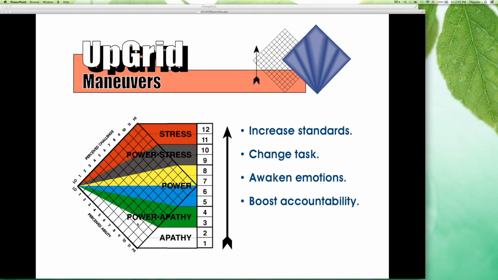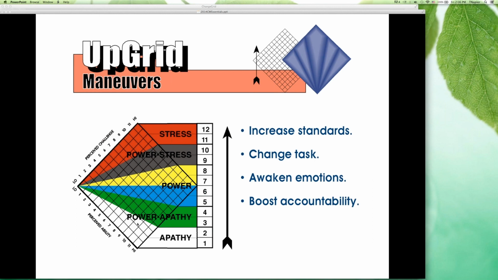On the flip side, with the downgrade maneuvers, the reason someone is so far upgrid is because their perceived ability is much lower than the challenge requires. And so this person needs training. The reason they're upgrid is because they haven't received the training they need. They don't have the knowledge, the skill, the experience, the resources, whatever it is they need in order to be able to do this task.